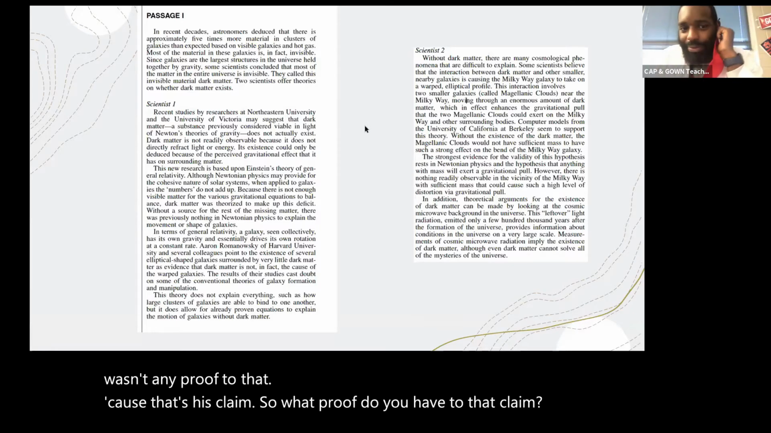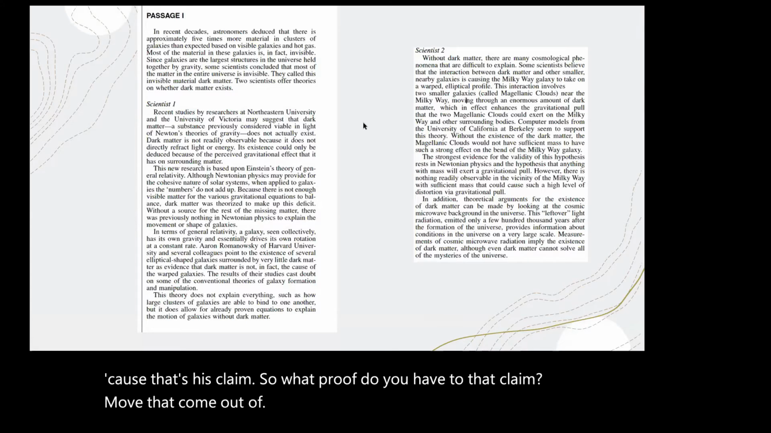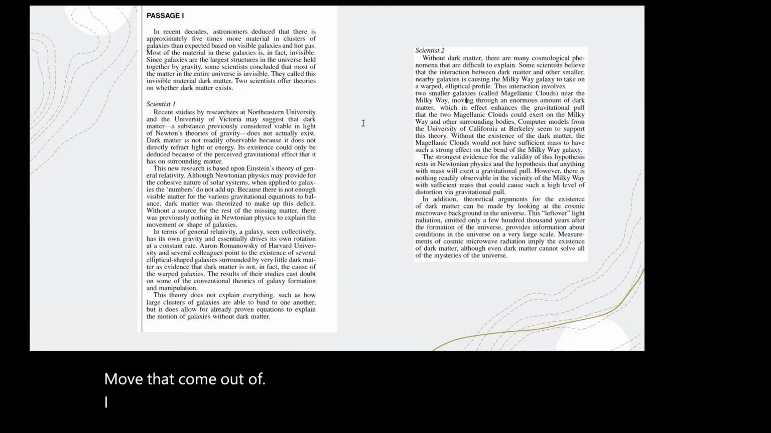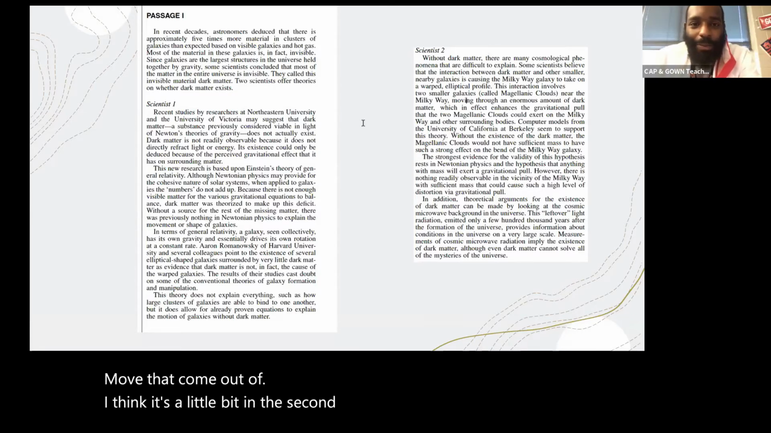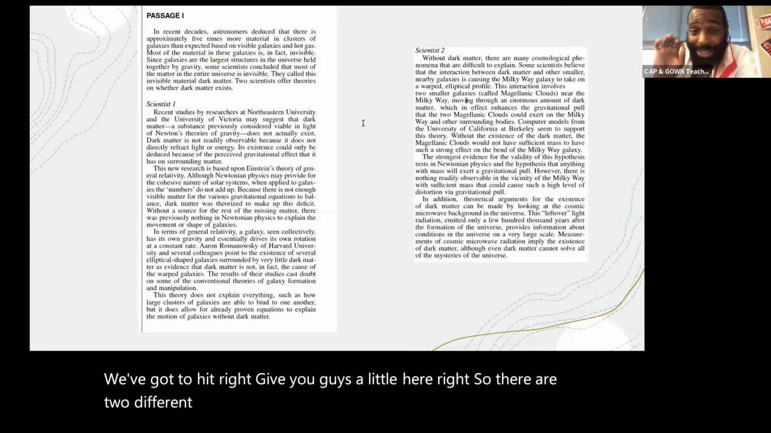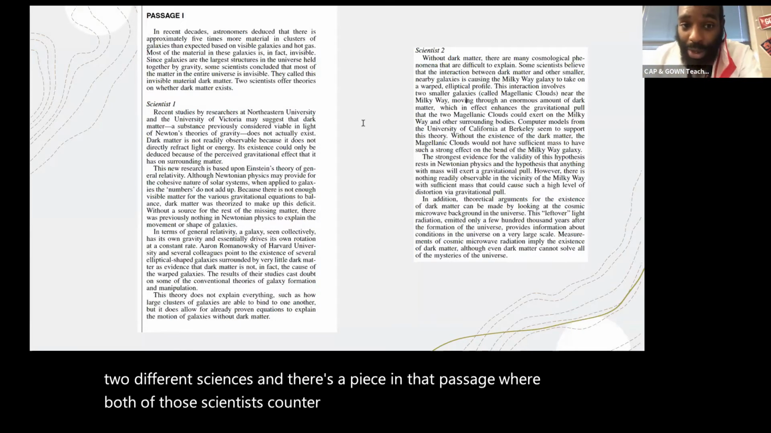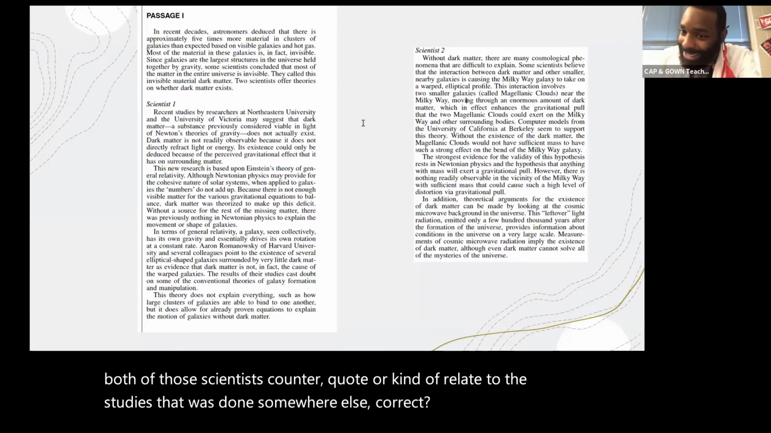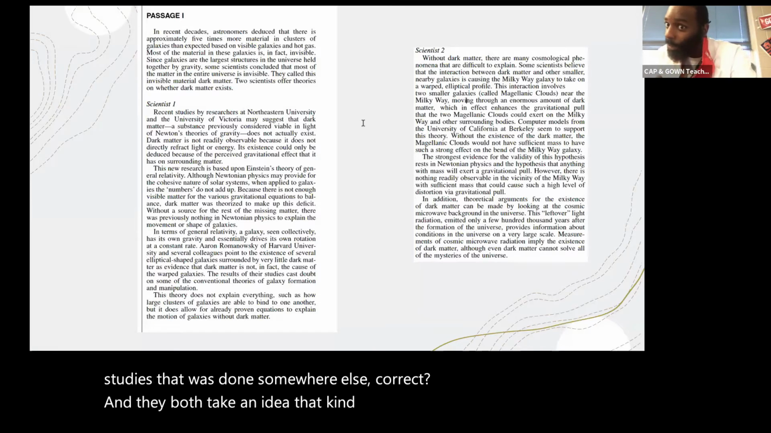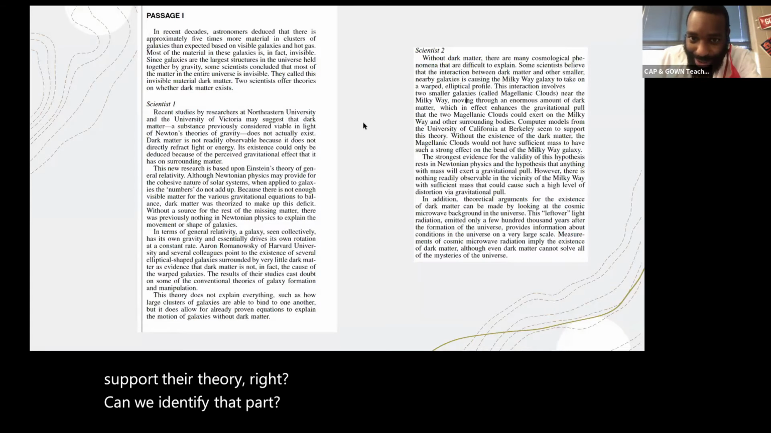What would that come out of? I think it's a little bit in the second paragraph. Give you guys a little hint, right? So there are two different scientists, and there's a piece in that passage where both of those scientists kind of quote or relate to studies that were done somewhere else, correct? And they both use that idea to support their theory, right? Can we identify that part? Anybody see that?